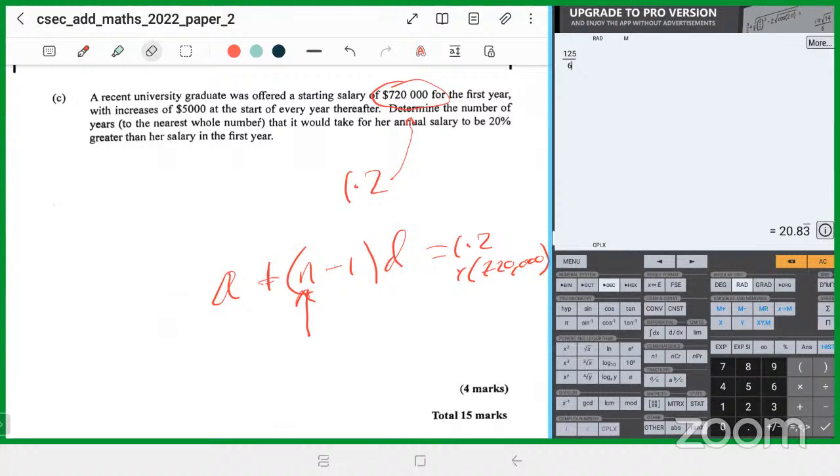144,000. So N by itself: 144,000 divided by 5,000 equals N minus 1. 28.8 plus 1 equals N. 29.8 equals N. Then 29.8. Be careful to notice that at the end value, right?